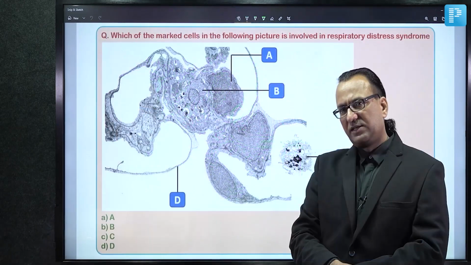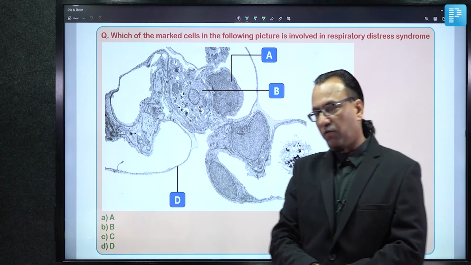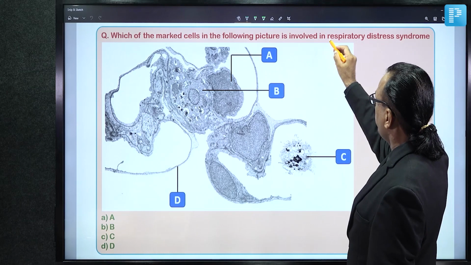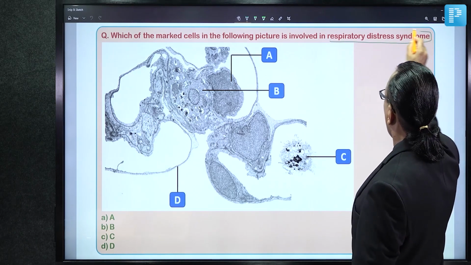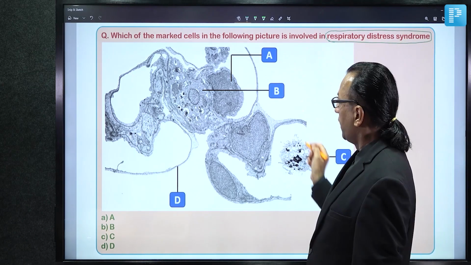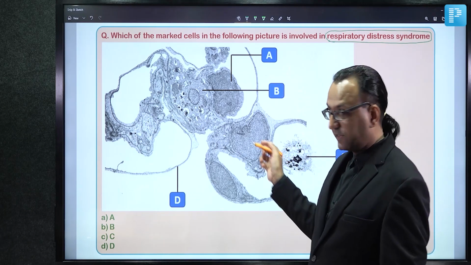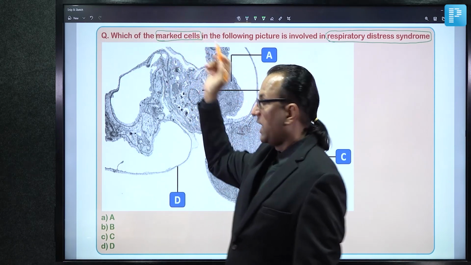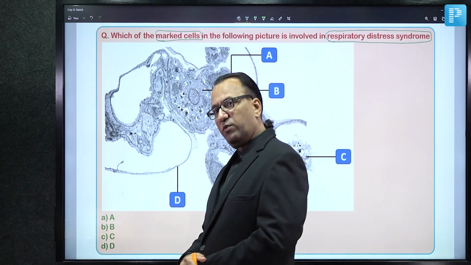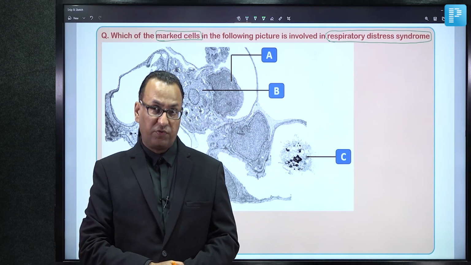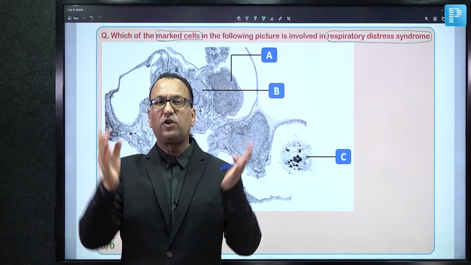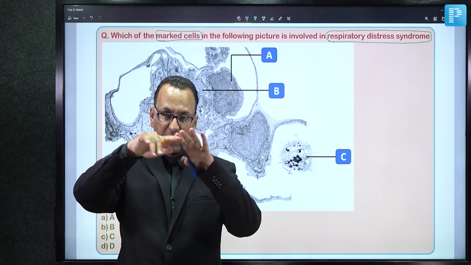beneath it. The examiner has given us one electron microscopic picture and is asking about respiratory distress syndrome, which might be happening due to involvement of a certain type of cells. So which of the following marked cells would be involved? As we understand, respiratory distress syndrome may occur due to deficiency of the surfactant, a surface active agent, which lines the inner side of the alveoli so as to prevent their collapse.